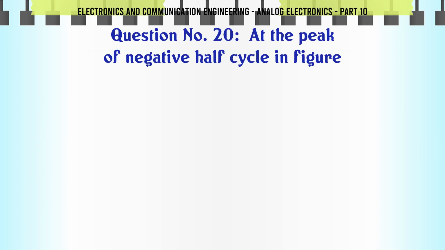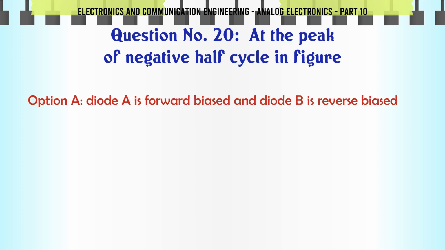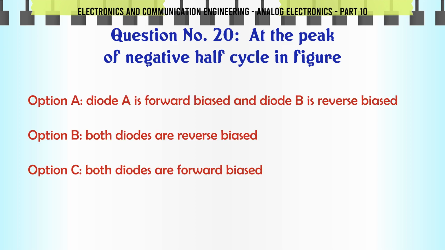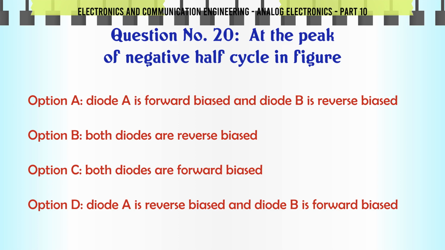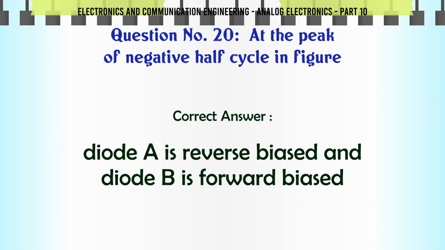At the peak of the negative half cycle in the figure: A. Diode A is forward biased and diode B is reverse biased. B. Both diodes are reverse biased. C. Both diodes are forward biased. D. Diode A is reverse biased and diode B is forward biased. The correct answer is diode A is reverse biased and diode B is forward biased.